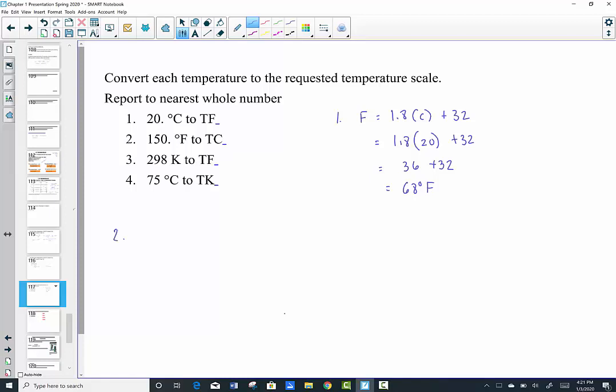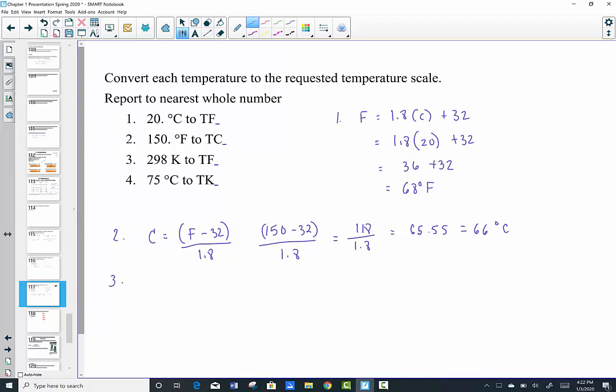That's rounded to the nearest whole number. How about problem 2? 150 degrees Fahrenheit to Celsius. So Celsius is found by taking Fahrenheit minus 32 and then dividing out the 1.8 conversion factor. So the Fahrenheit given to us was 150. We subtract 32 and divide by 1.8. 150 minus 32 is 118. Now I'll divide that by 1.8, and we get 65.55. And round that to the nearest whole number, 66 degrees Celsius.